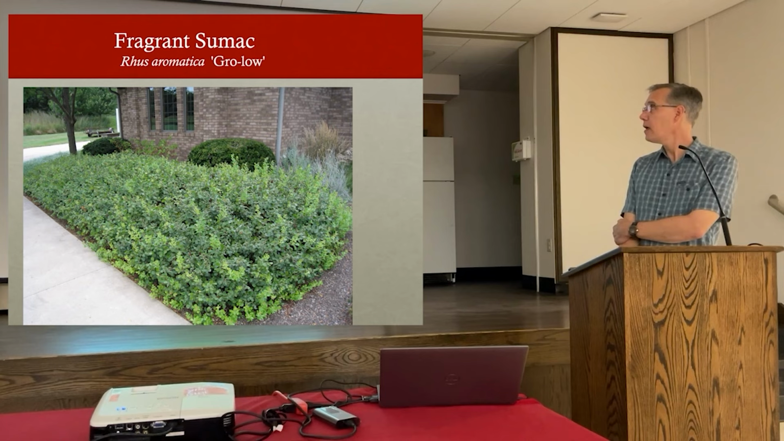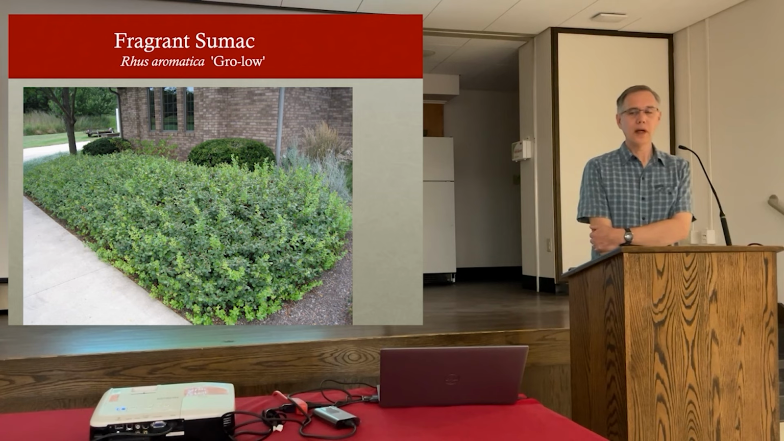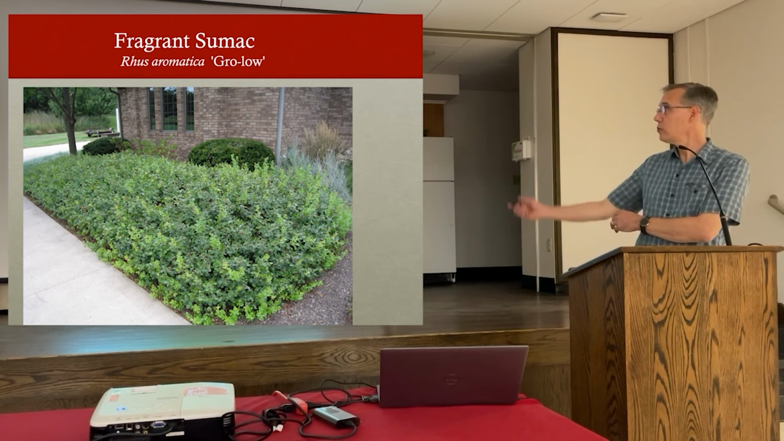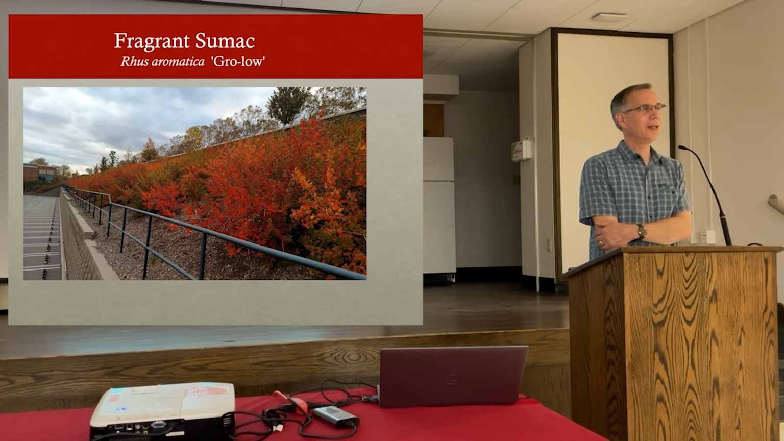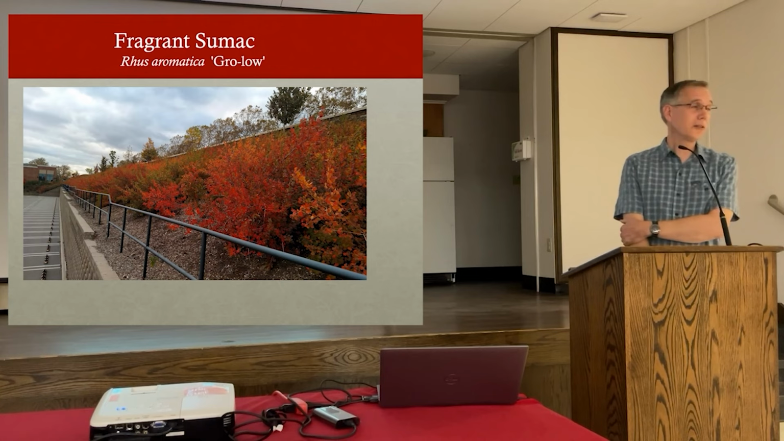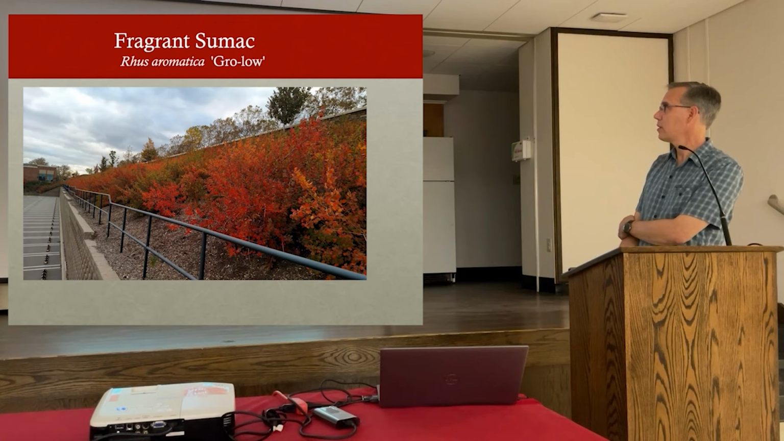And this one is becoming pretty common in the trade. It's fragrant sumac, and it is a low-growing species that can be used in a landscape like this. And this is at Rochester's Costco. They put this in a big way up to stabilize the soil there, but it looks pretty good in the fall with the fall color there. So a lot of the fragrant sumac grow low.